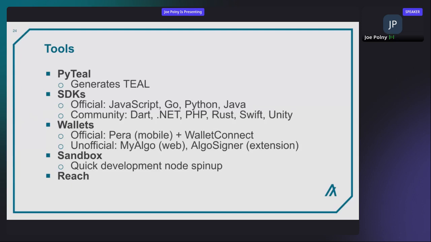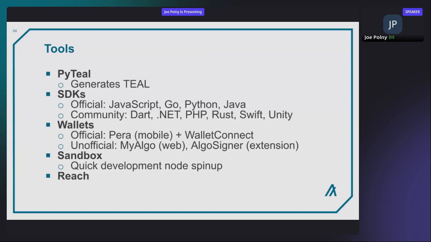And then you have Algo Signer, which is a Chrome extension, and it's a bit of a less feature complete wallet, right? It's not the same in terms of the UI it has to offer of Pera and MyAlgo. But it's a very quick way to sign transactions within a Chrome-based browser.